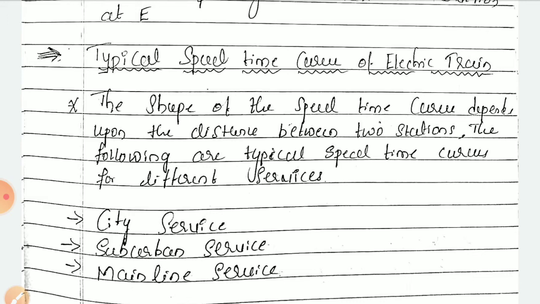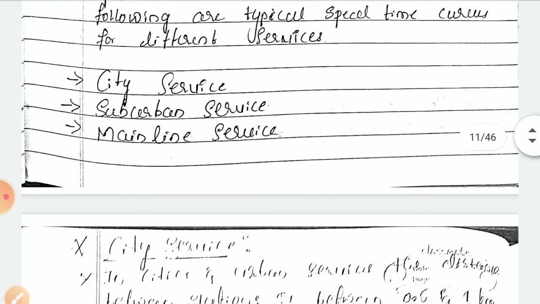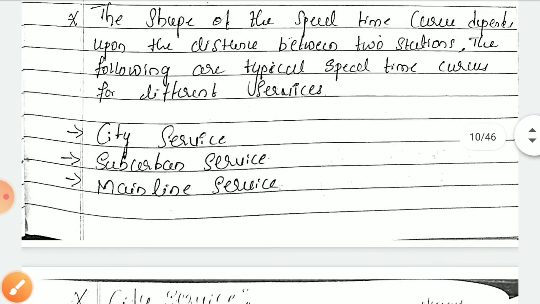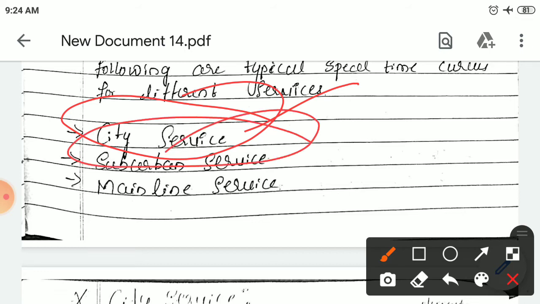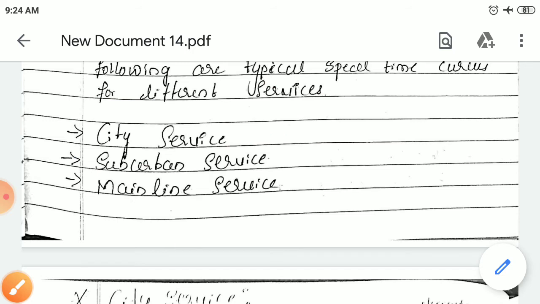The following are the typical speed time curves for the different services. These speed time curves vary for the different services. First is city service, then suburban service and the mainline service. Why is it divided like this? Look at the distance between the two stops. In city service the distance between the two stops is very much less. In suburban service it is a bit far, a bit more compared to city service. And the third one is mainline service, where the distance between two stops is very much far.